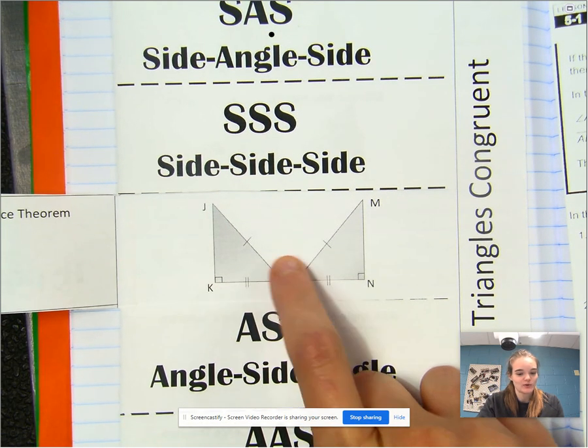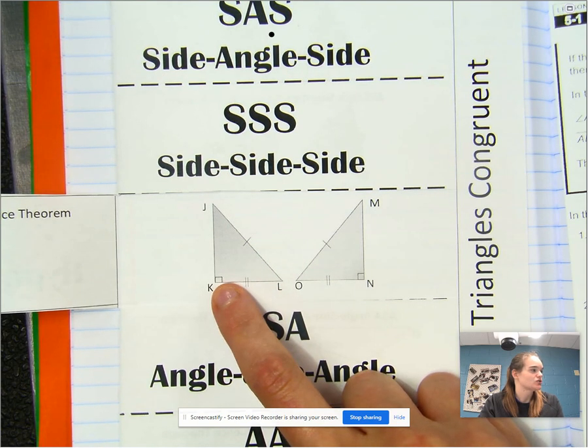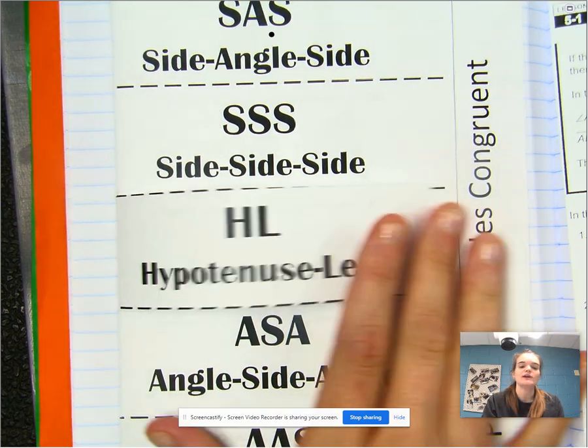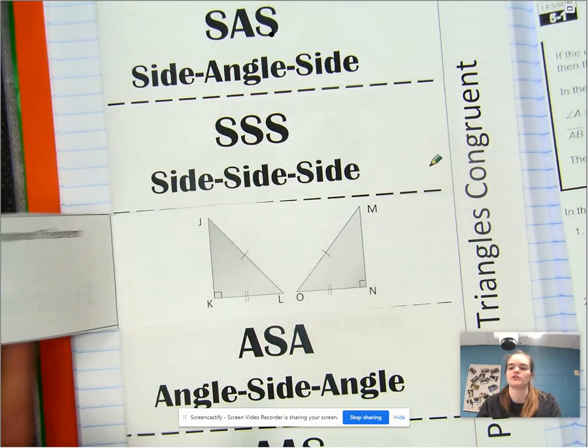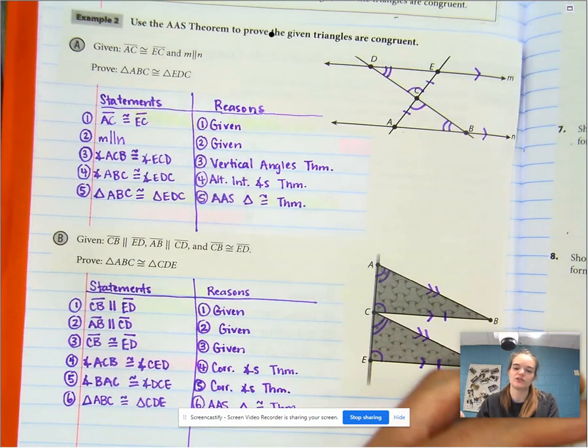In this situation, we have a hypotenuse across the right angle and a leg. We have to have a right triangle. So even though it says HL and you're thinking, well, I have to have 2 things, you have to say it's a right triangle for this to work to begin with. So we're going to talk about hypotenuse leg. This is the last triangle congruence theorem.